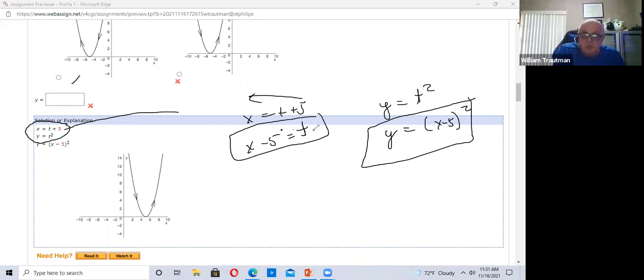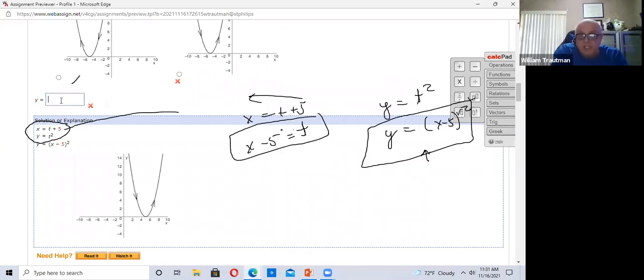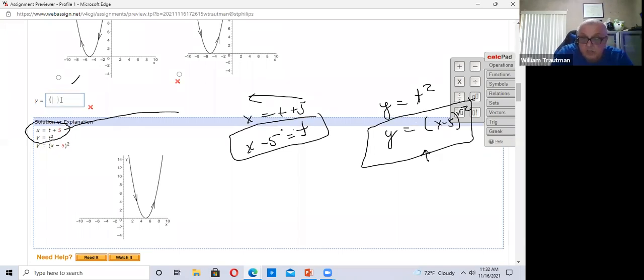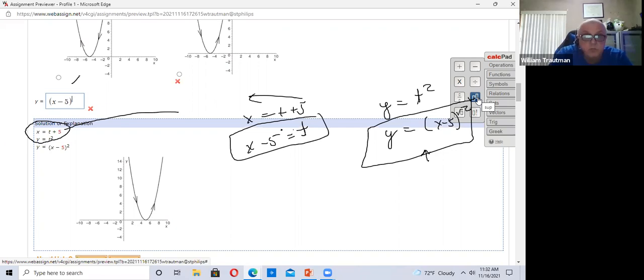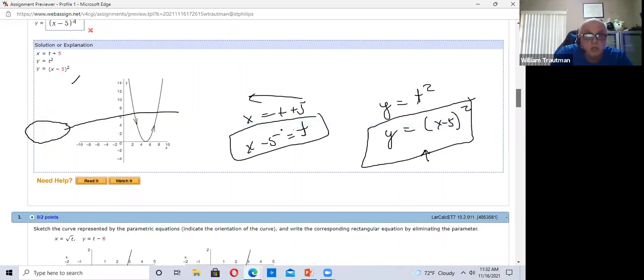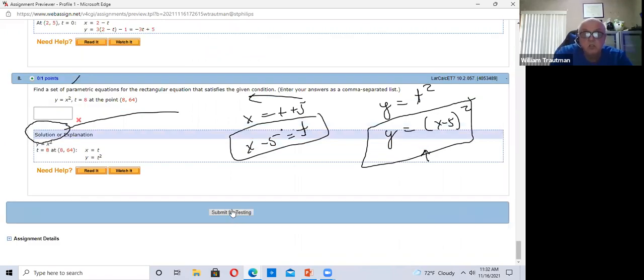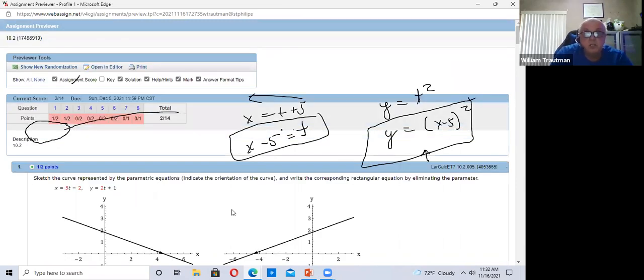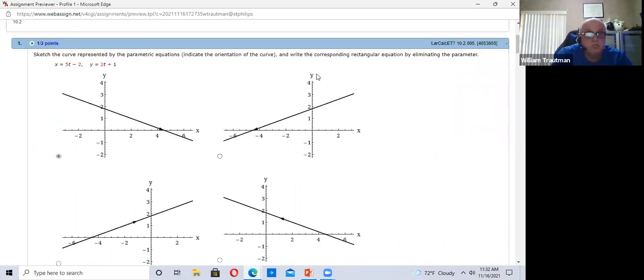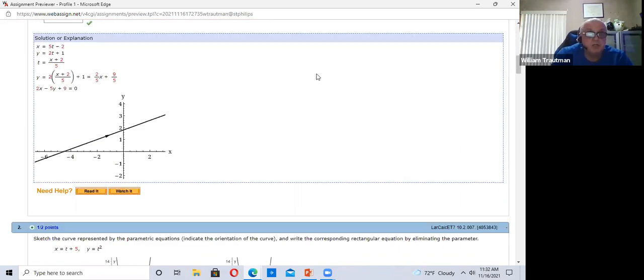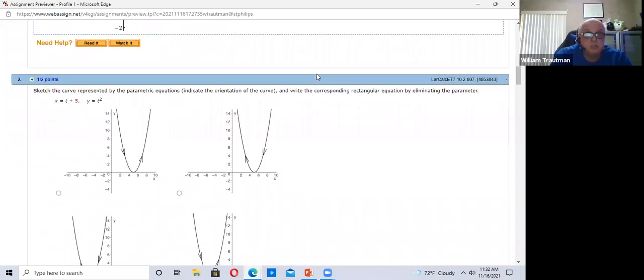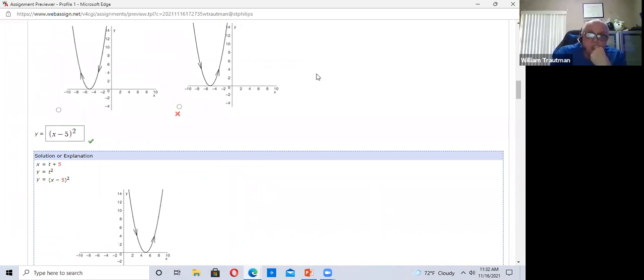Once you plug it back in, you have one equation with x and y in it. That's our rectangular equation: y equals (x minus 5) raised to the second power. And I think we got that one correct also. Oh, we didn't pick the correct graph though, but we did pick the correct graph, we just didn't mark it. So that is the correct equation. So that's not too bad.